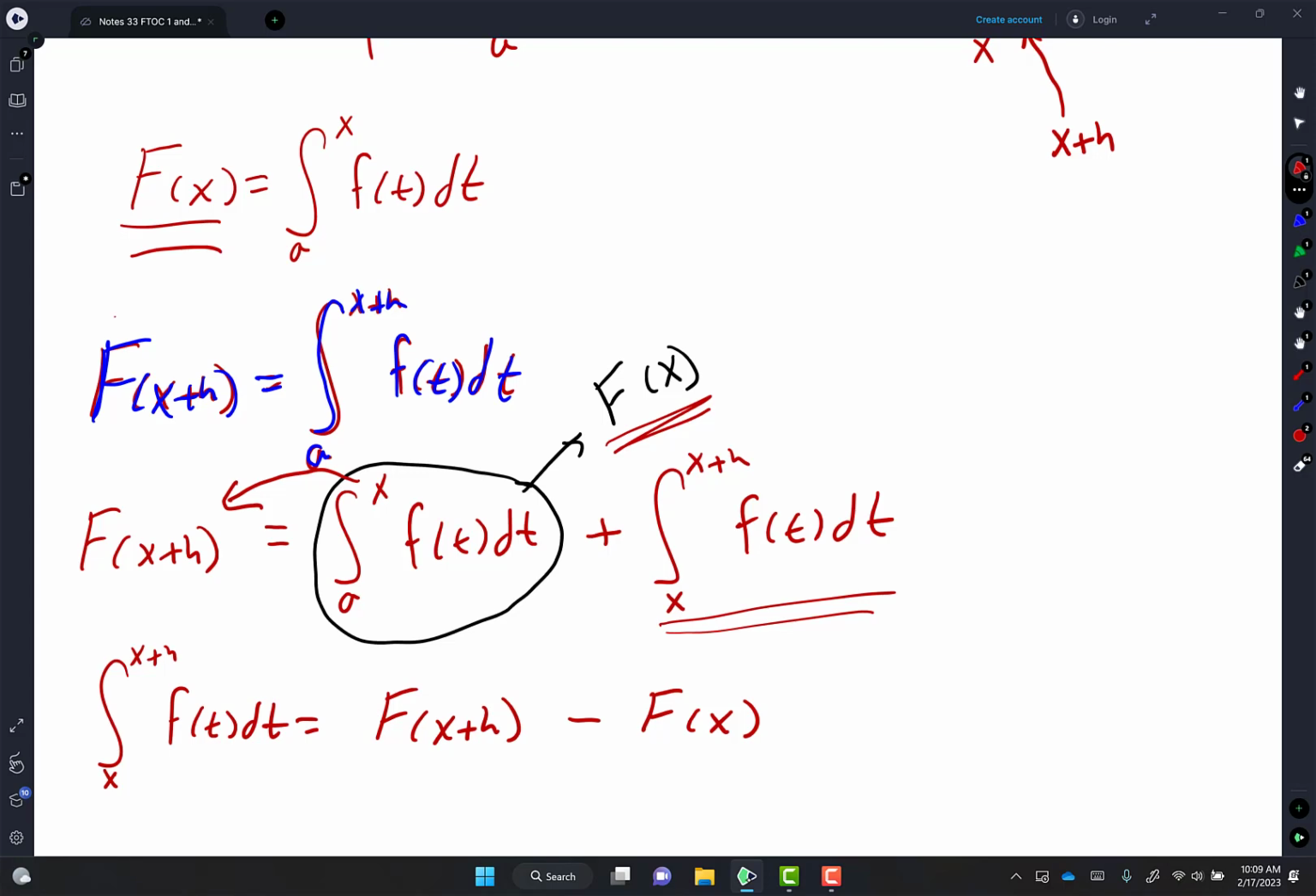This integral from a to x of f of t dt is the same thing as f of x. So I could have just replaced that with f of x, and all I did was move it to the left. So f of x plus h minus f of x, but I wrote it on the right. Cool? All right. Now here's your A game part.